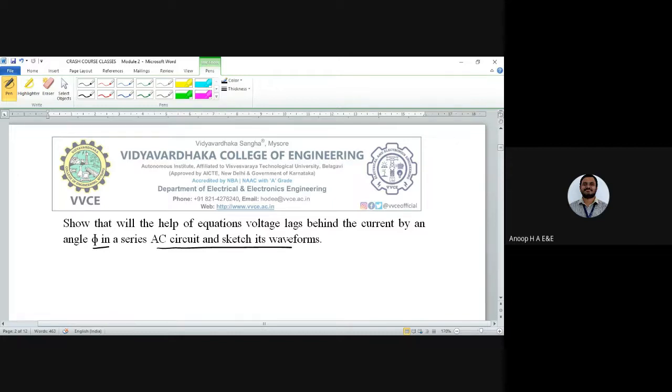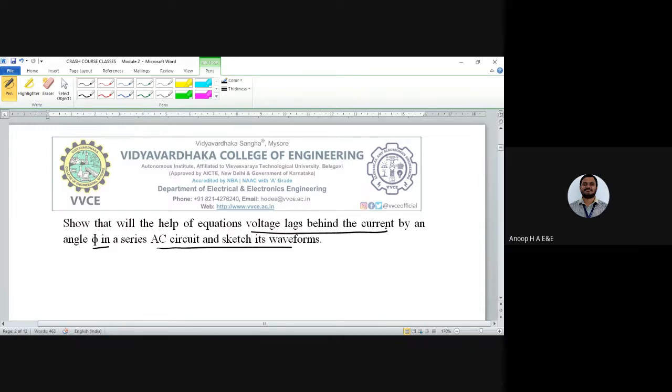You can go through your notes which are already shared, and you have to remember that you will be getting either a series RL circuit or a series RC circuit. Any one derivation is 100% for your semester end examination. You have to identify first what type of series AC circuit it is, and then start the derivation part. Identifying is very important because this is the concept here.